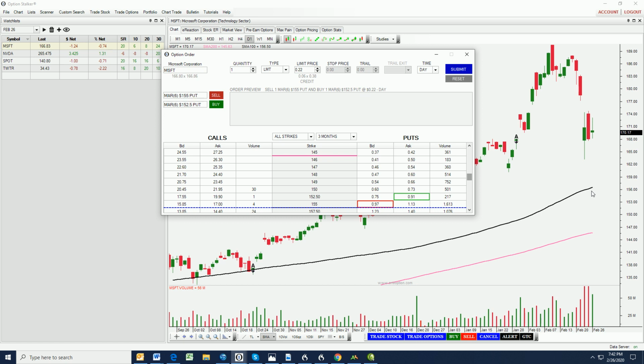So that's our first trade. Sell the MSFT March 6 155 put, buy the MSFT March 6 152.50 put. Do that for a credit of 50 cents.